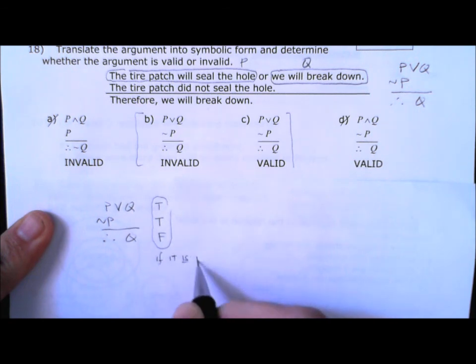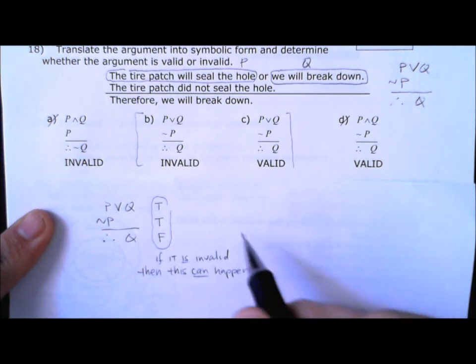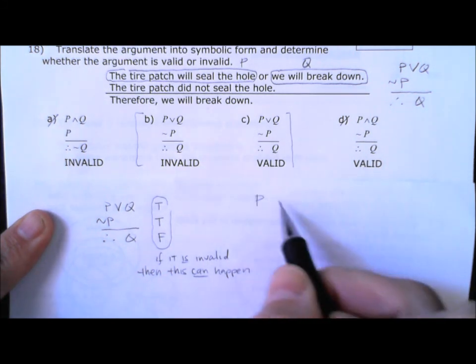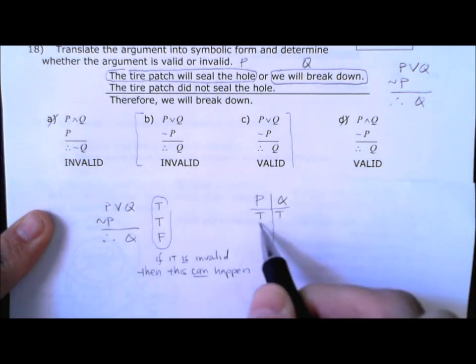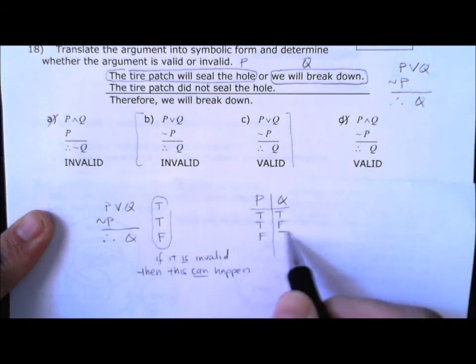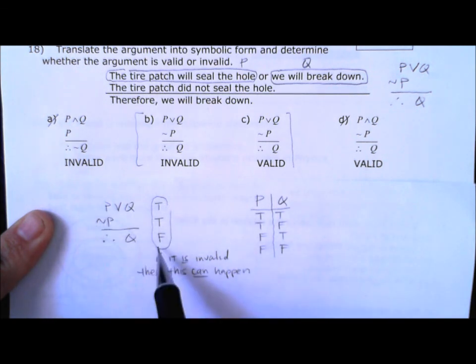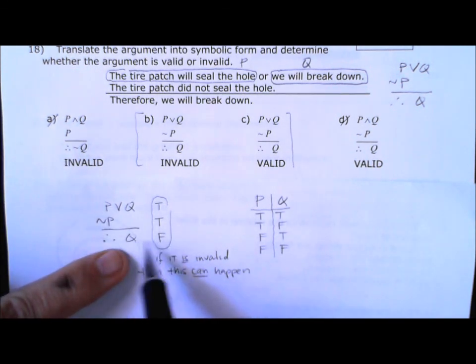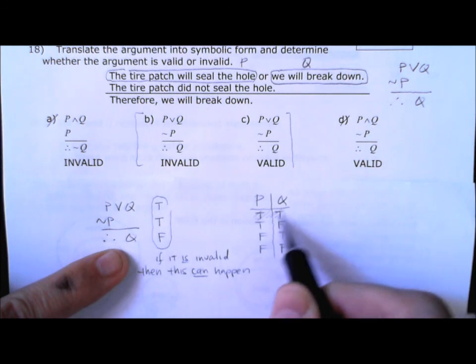If it is invalid, then this can happen. Okay, so let's check. Well, there's only 4 possible values for P and Q. That is true, true, true, false, false, true, and false, false. Well, if we're trying to see whether this can happen or not, we can only worry about Q being false. That is, this can only happen if Q is false.